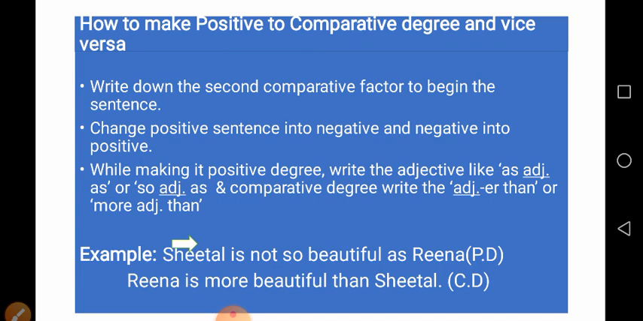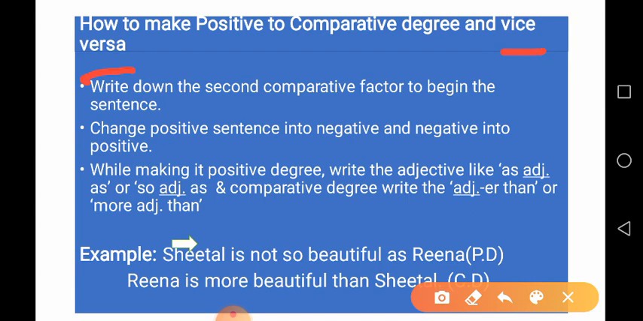Okay? Now, here in this slide, let us learn how to make changes, how to change positive to comparative degree and vice versa. Vice versa means positive to comparative or comparative to positive. So, you can make a positive degree into comparative or comparative degree into positive. There are certain rules to change positive into comparative or comparative into positive. Let us learn first. Write down the second comparative factor to begin the sentence.